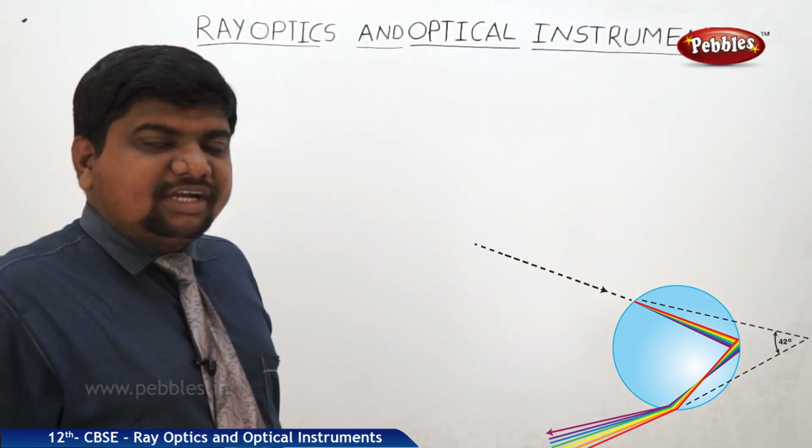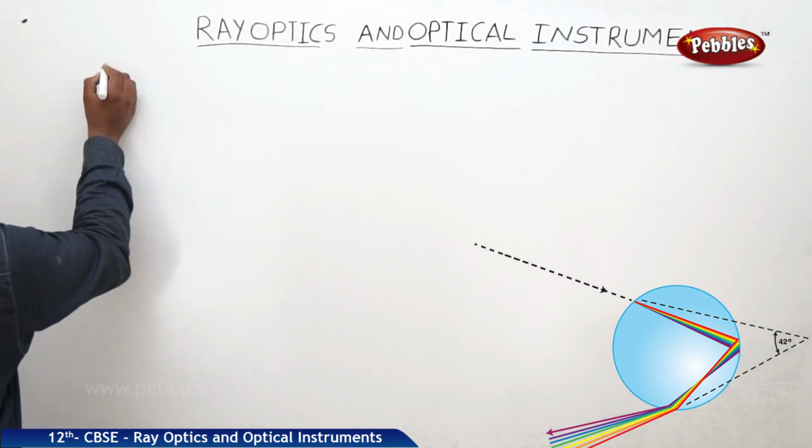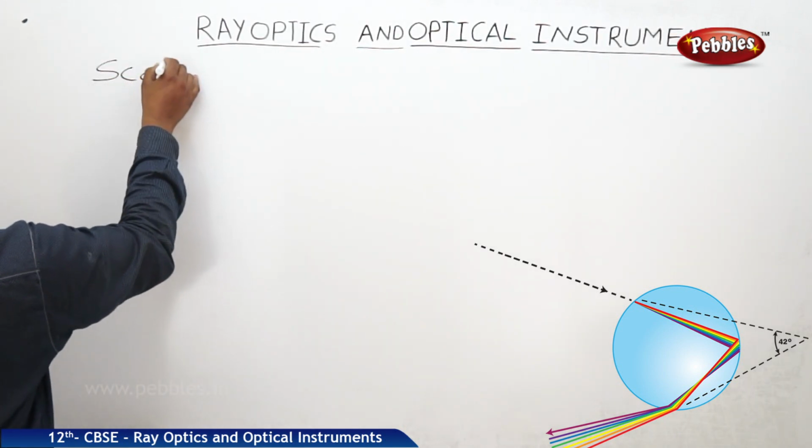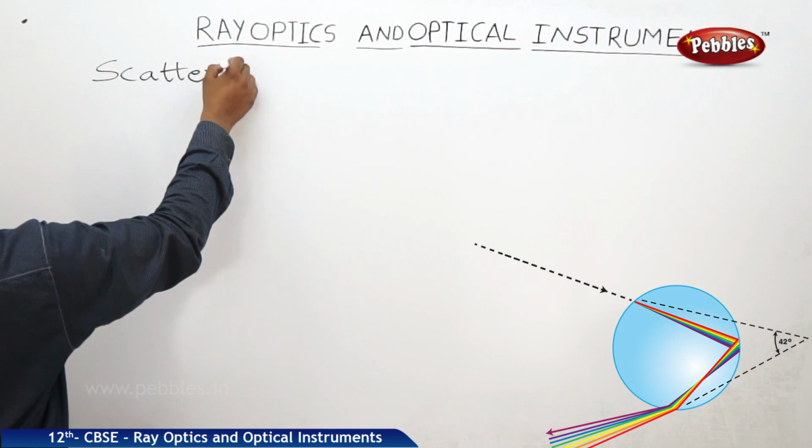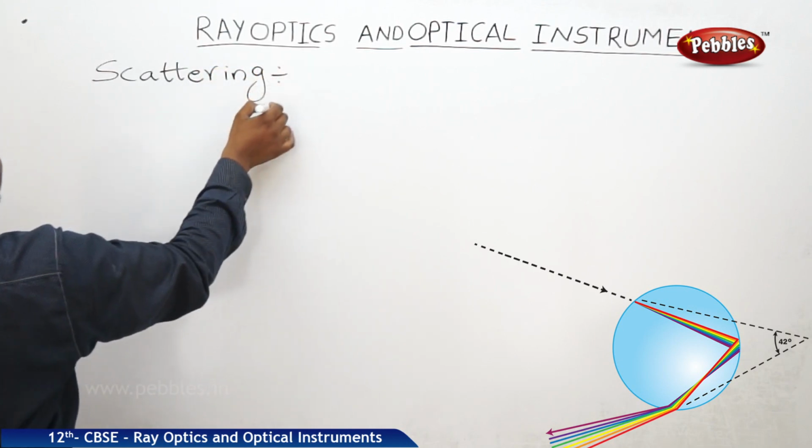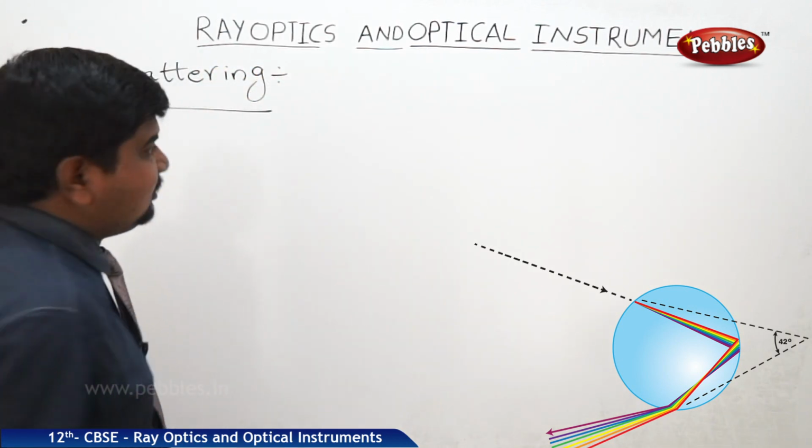The next important phenomenon due to sunlight is scattering. Scattering is nothing but a change in the path of light.